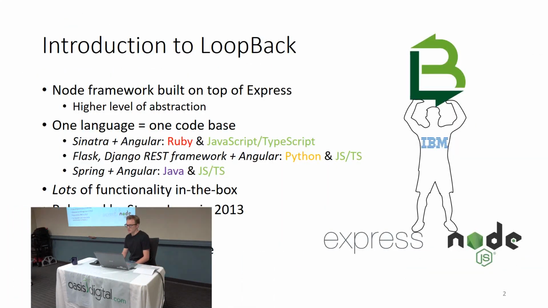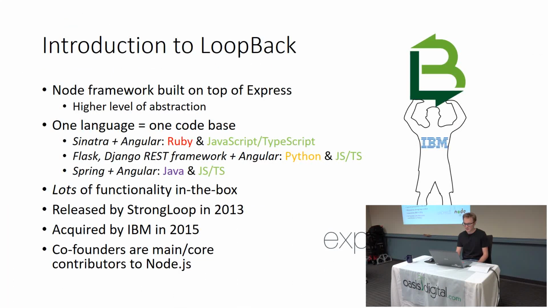So first of all, what is Loopback? Loopback is a Node framework built on top of Express. Express is the most popular web framework in Node. The benefit of Loopback here is that you can work at a higher level of abstraction. In Express, you have to handle a lot of things yourself. You have to parse request bodies and return status codes when you're supposed to and things like that. All of that is taken care of in the box with Loopback. So that enables you to really build out your API more, especially for larger projects.